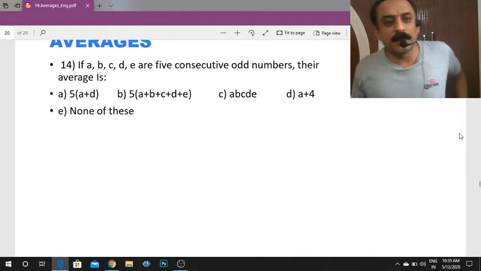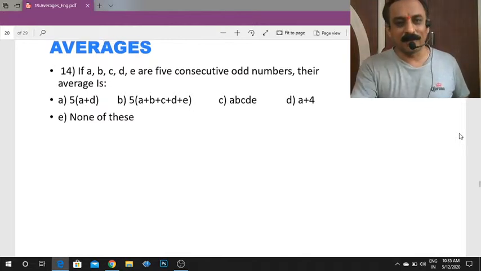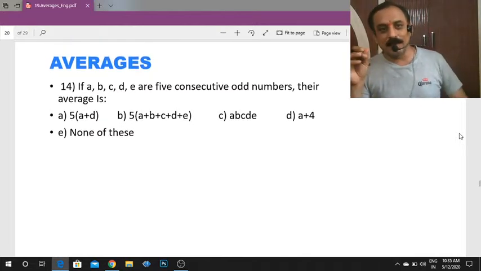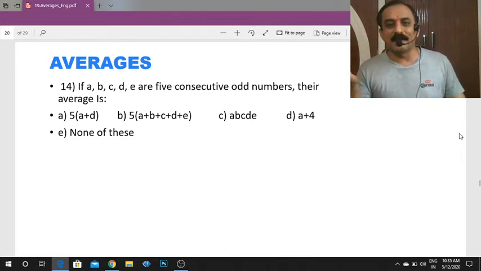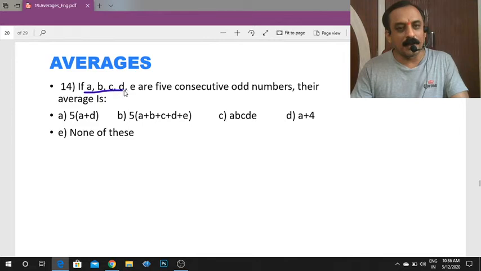Next question. If A, B, C, D, E are five consecutive odd numbers, their average is? A, B, C, D, E being consecutive odd numbers means all the numbers are in arithmetic progression. What is the average of an arithmetic progression? These five numbers are in arithmetic progression, so the average is the first number plus the last number by 2, A plus E by 2.